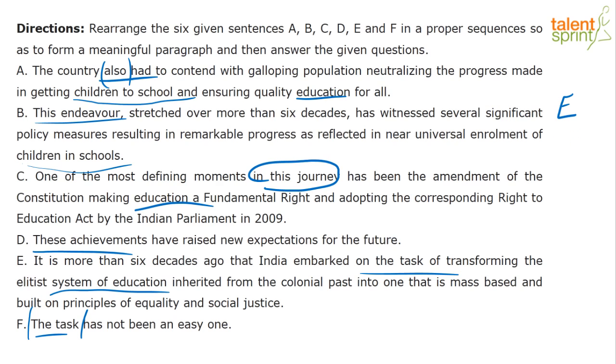We've established that. And with the clue phrase, the task, we're saying, hey, they embarked. Embarked means they began this journey, right? They started. It is more than 6 decades ago that India embarked on the task. What was the task? Transforming the elitist system of education inherited from the colonial past into one that is mass-based and built on principles of equality and social justice. So they started this journey, but the task was not an easy one. So why was it not an easy one? What about the task?